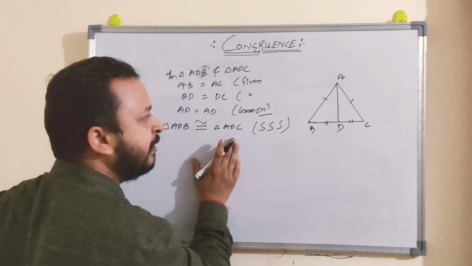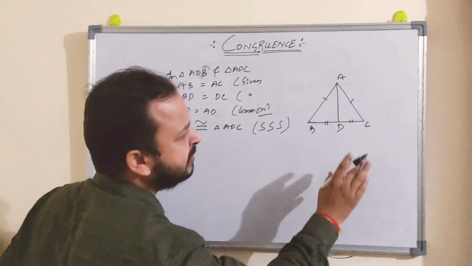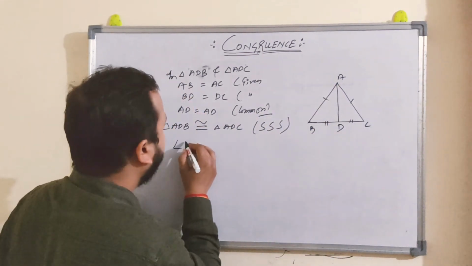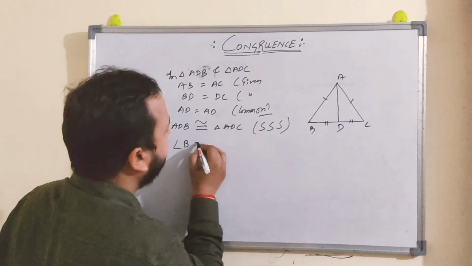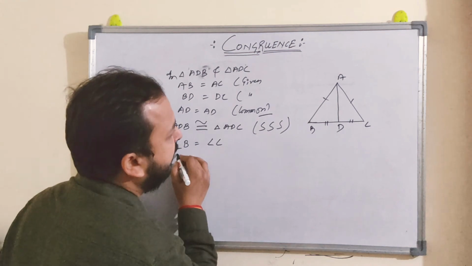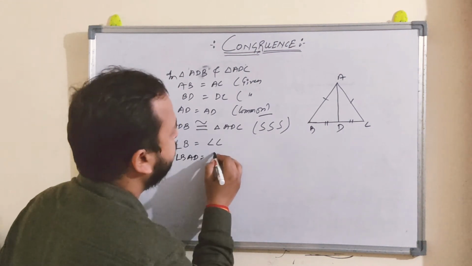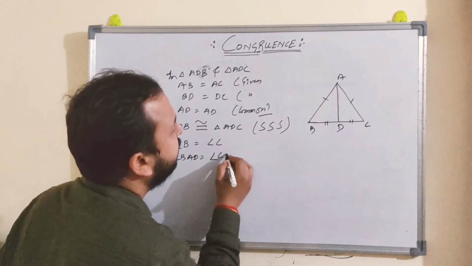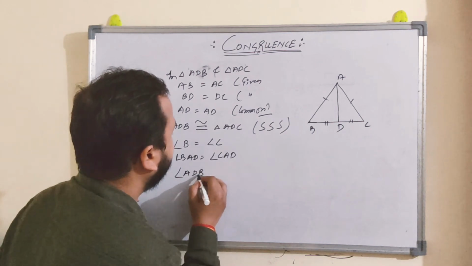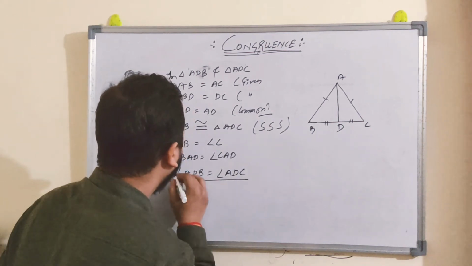After proving the congruency, what you have to do is, you can say that all the respective angles are equal. So it means angle B is equal to angle C, and angle BAD is also equal to angle CAD, and angle ADB is equal to angle ADC.